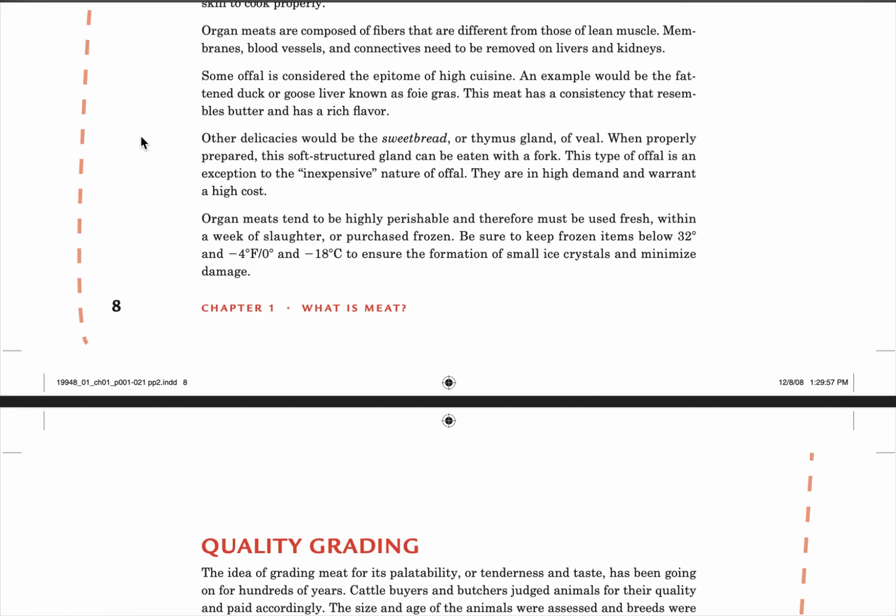Organ meats tend to be highly perishable and therefore must be used fresh within a week of slaughter or purchased frozen. Be sure to keep frozen items below 32 degrees and minus 4 degrees Fahrenheit, or 0 degrees and minus 18 degrees Celsius, to ensure the formation of small ice crystals and minimize damage.